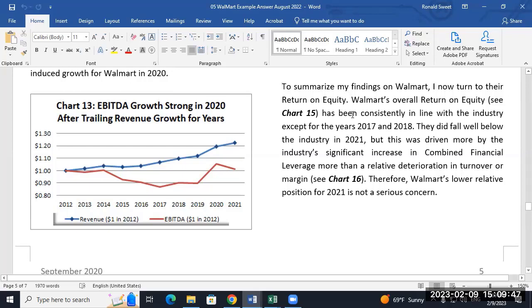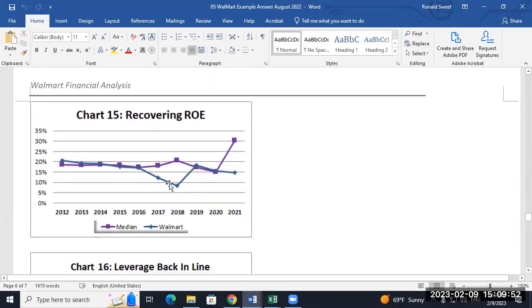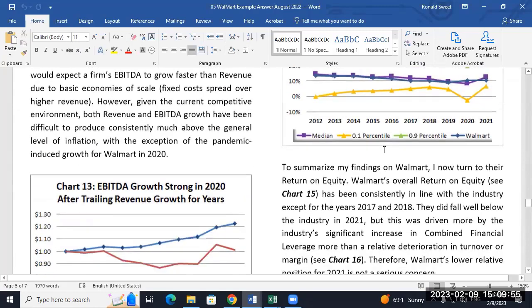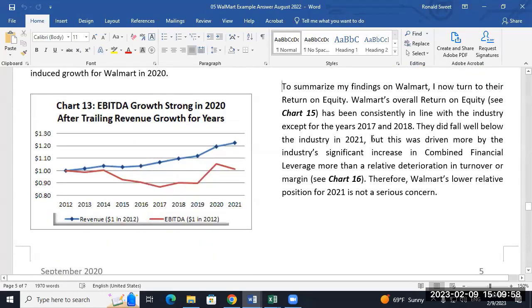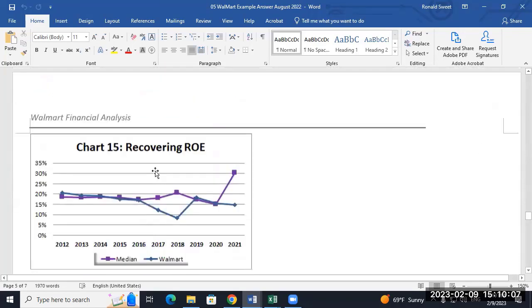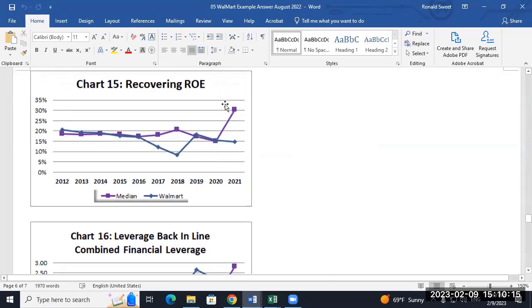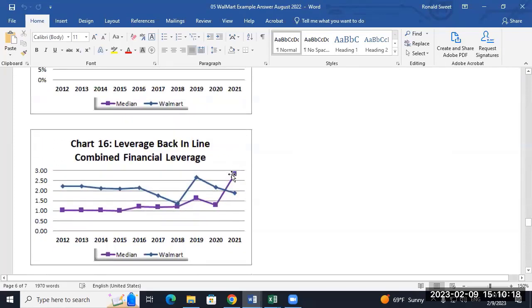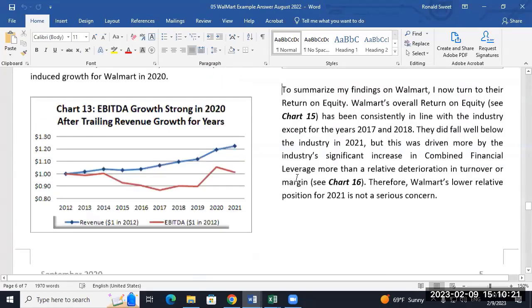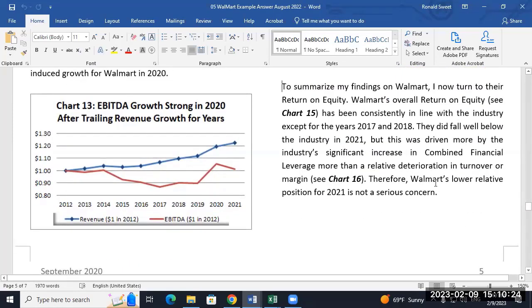Walmart's overall return on equity has been continuously in line with the industry, except for 2017 and 18. It did fall below the industry in 2021, but this is driven more by the industry's significant increase in leverage, more than a relative deterioration in turnover and margin. So here you see the industry's huge increase. We saw that same thing with Costco, huge increase in leverage. So yeah, the industry shot up, but it mainly shot up because it became riskier. Therefore, Walmart's lower relative position in 2021 is not a serious concern.